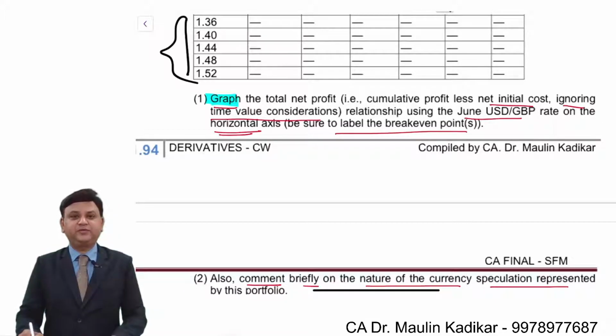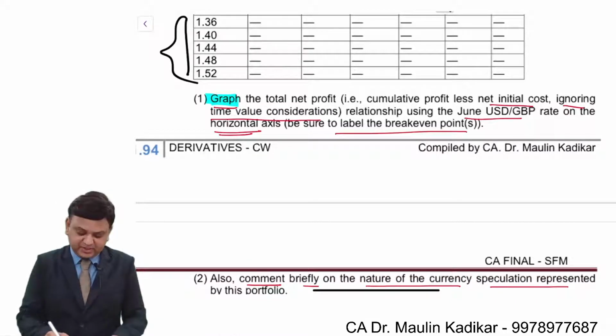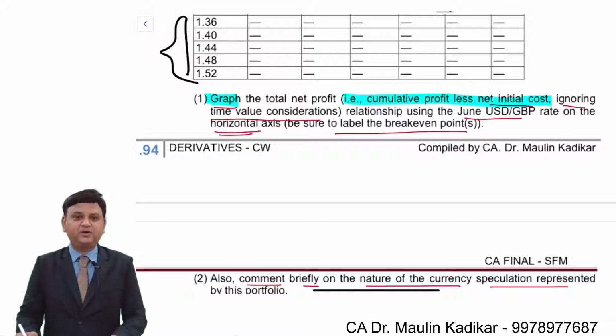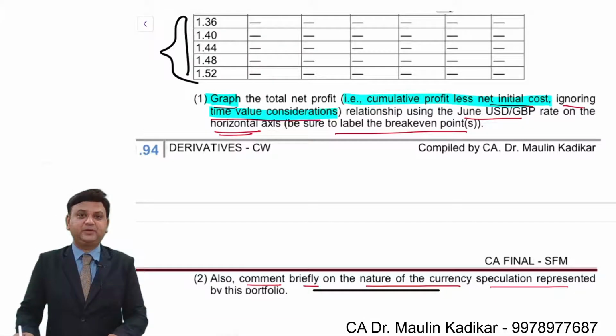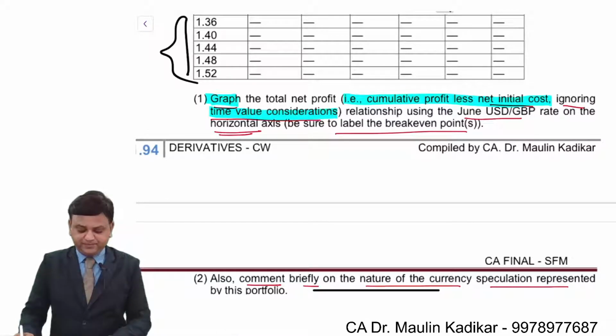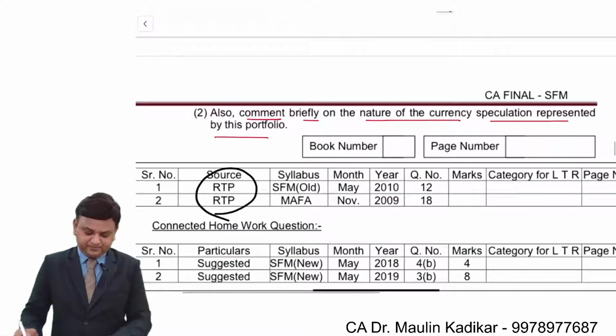Graph the total net profit, that is cumulative profit less initial cost. So a very good clarification is made. That's the cumulative payoff minus the amount of the premium that you pay initially, ignoring time value of money. That is 0.0005 is the amount of the premium paid earlier and the payoff is received or paid later on. Relationship in June dollar per pound rate on horizontal axis, be sure to label the break-even point, which is 1.4405.